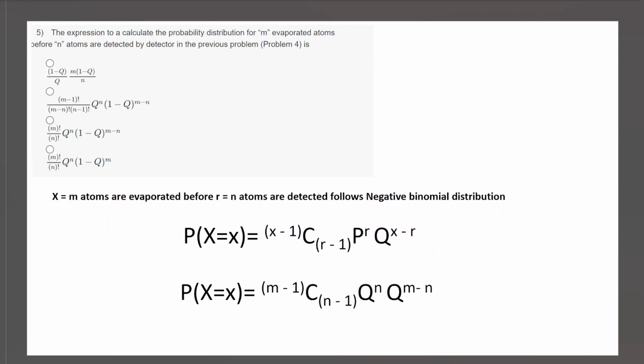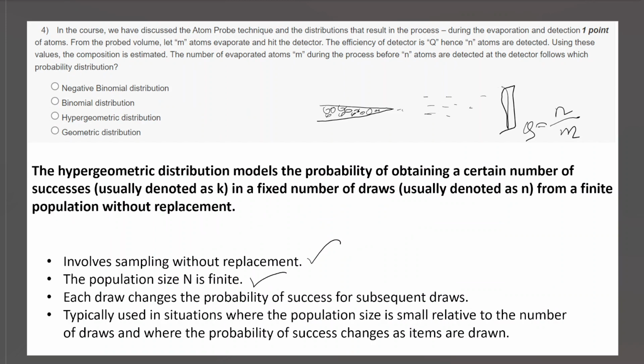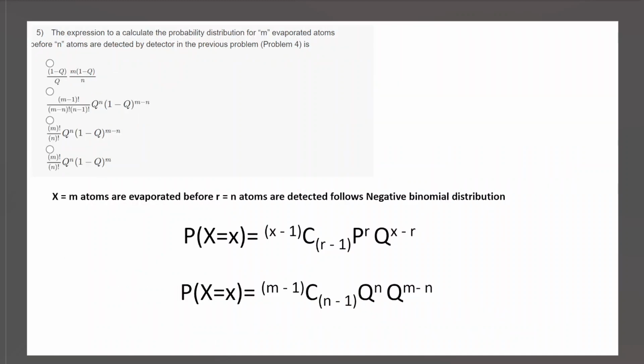Let's go to the fifth question. Okay, I think I have not answered the fourth question completely. Sorry. The fourth question is asking: M atoms are evaporated, out of which N atoms are detected. Though it is closely related to the geometric function, since it's a finite term, it falls into the hypergeometric distribution. So based on the discussion done before, let's go to the fifth question.